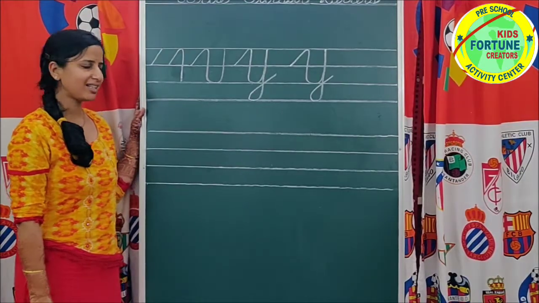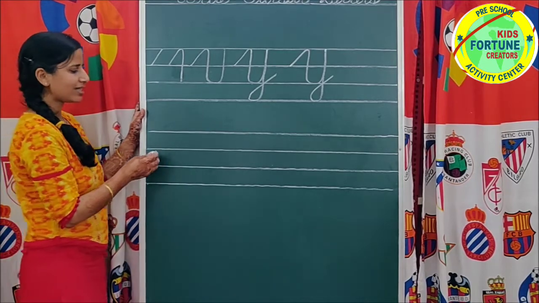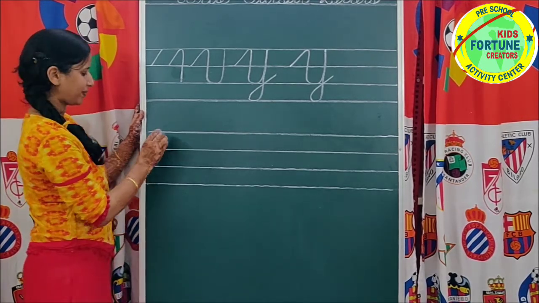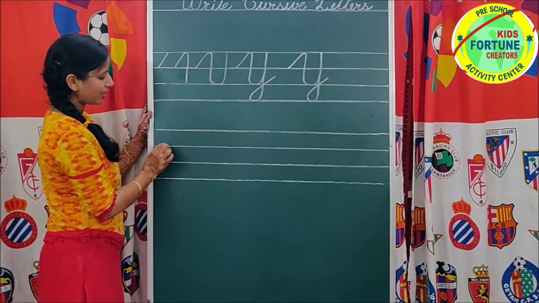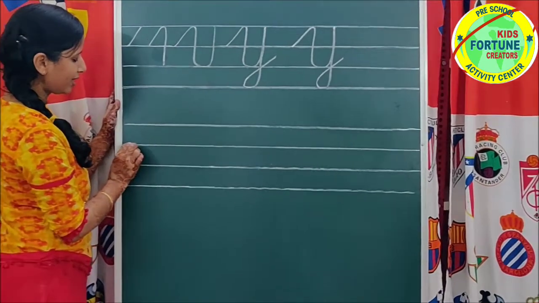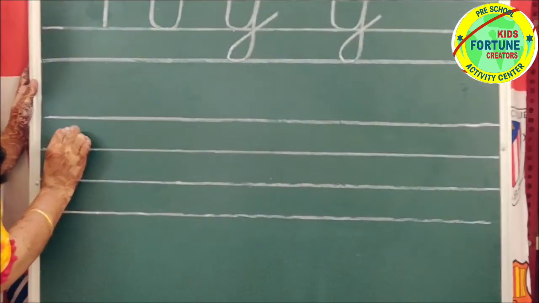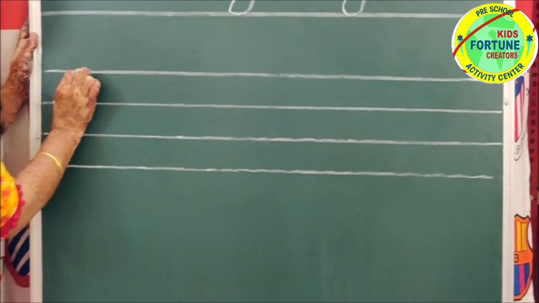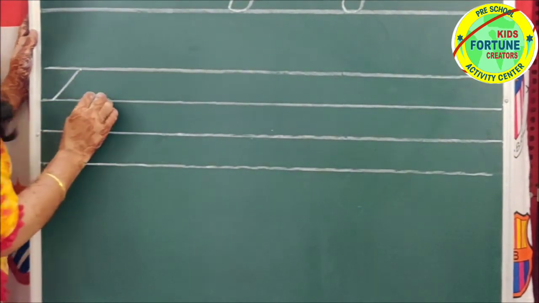Today our second letter is Z. This is our last letter. Put your pencil point on second line. Go up with slant line till top line.